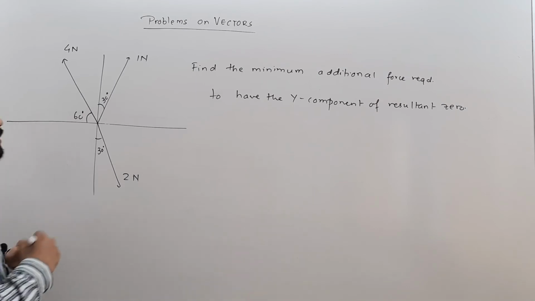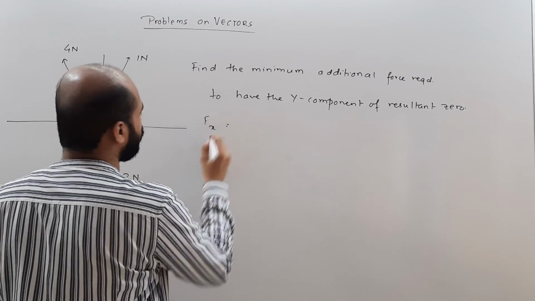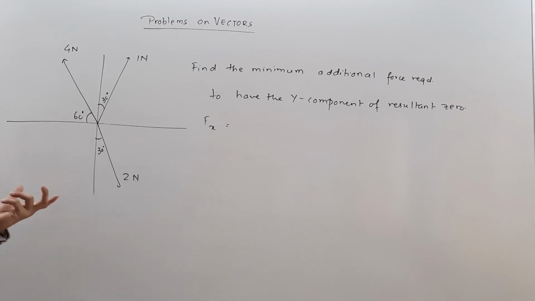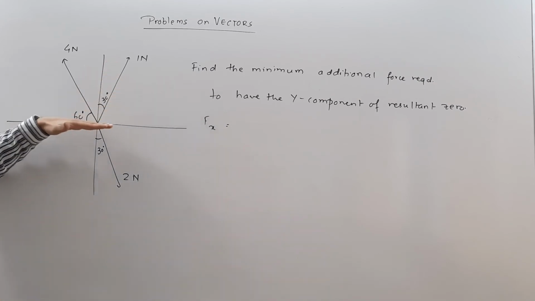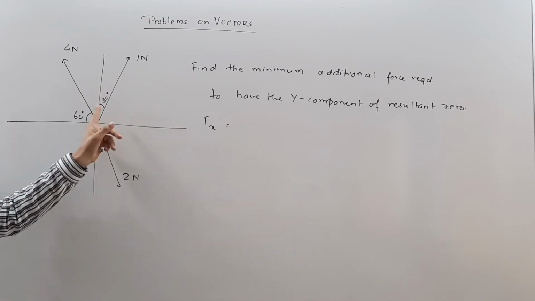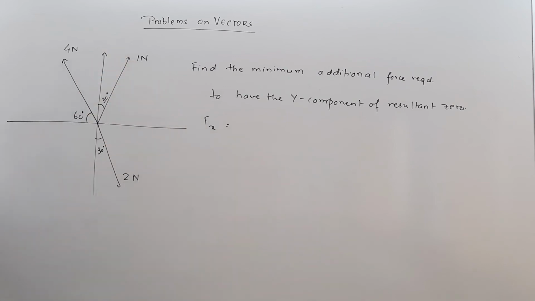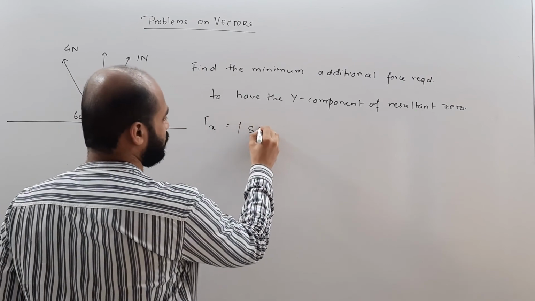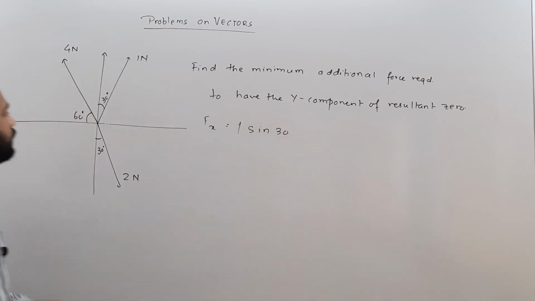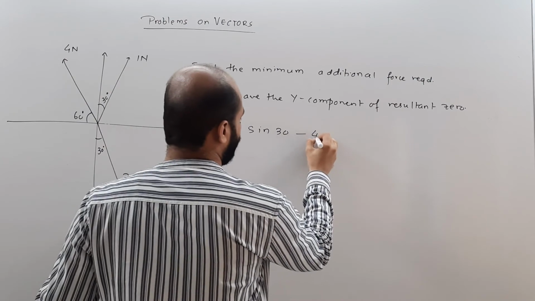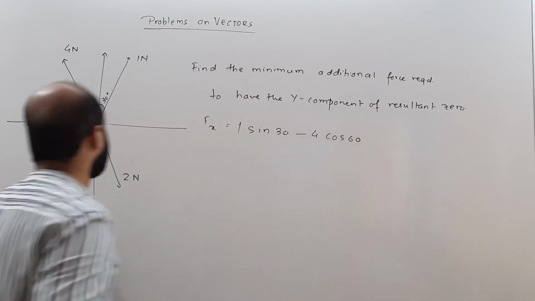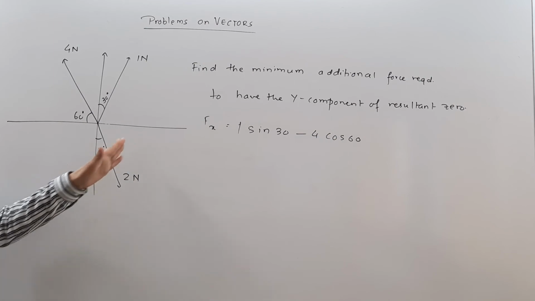Let us do that. So Fx, now we can write it directly. This is 1, so this is going to be 1 sin 30, because the 30 is mentioned over here adjacent to the y-axis. So this is going to be the sin component. Let's write that first, 1 sin 30. This is going to be negative, and it's going to be written as 4 cos 60, minus 4 cos 60. This is going to be written as 2 sin 30.